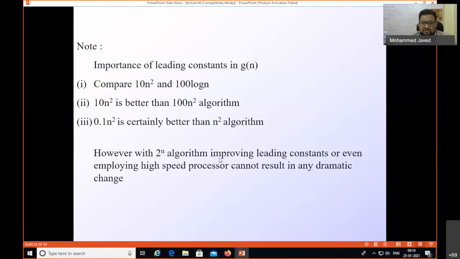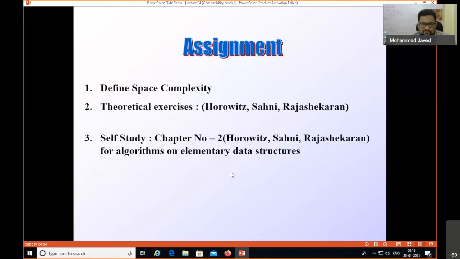However, with the 2 power n algorithm, improving leading constants or even employing high speed processors cannot result in dramatic change. So 2 power n algorithms we should try to avoid. And now, related to the time complexity, you should also be able to define what is the space complexity, right?